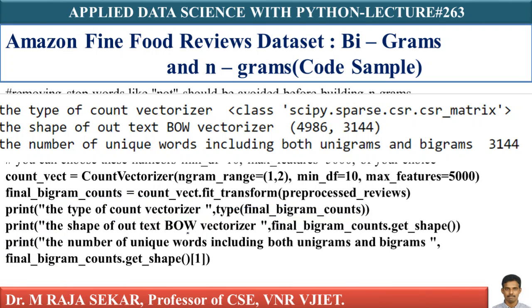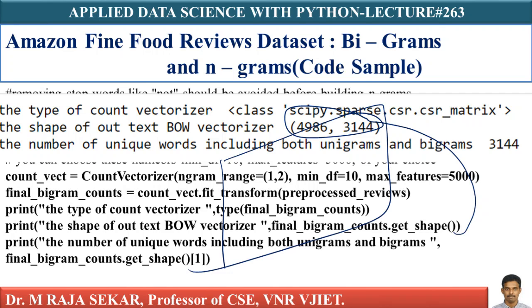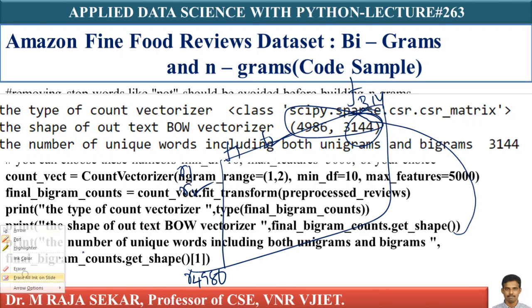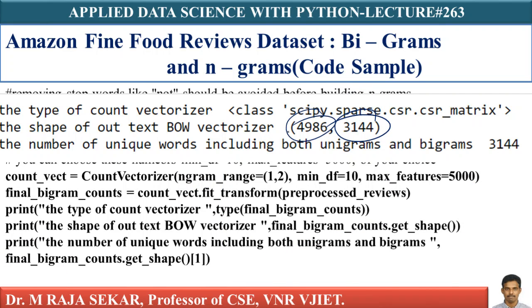The shape of the bag of words vectorizer, how will I get? I can say get underscore shape. If I say get underscore shape, I will get 4986, 3144. What does it mean? I have reviews: review 1, review 2, and so on. My last review is 4986. How many features do I have? F1, F2, and so on, up to F3144. This is basically something like a table. I have 3144 columns and 4986 rows. It is simple and straightforward.